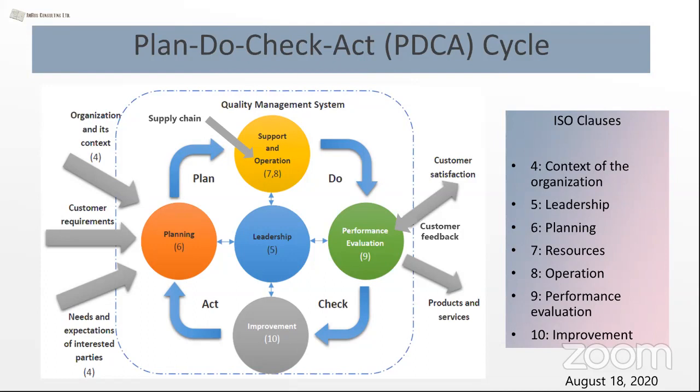So if you look at the diagram, if you start from the left side, you see all the inputs that are going into the quality management system, okay? And they consist of, obviously, the context of the organization, what the organization consists of. Obviously, customer requirements is a very important part of the inputs because the customer has to specify exactly what product or service they're looking for.